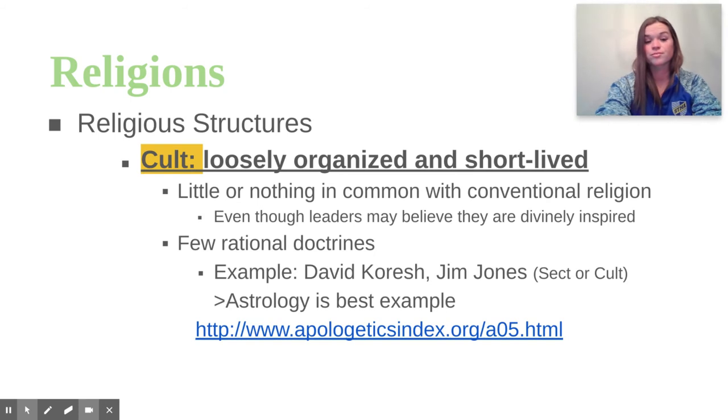Then there's a cult. A cult is technically a religious structure that's loosely organized and short-lived, meaning little or nothing in common with conventional religion, even though leaders may believe they are divinely inspired. So divinely, godlike. There are few rational doctrines. A great example, one that we talked about in class, was Jim Jones, Jonestown down in South America. Astrology is another really good example of a cult in religious structures.